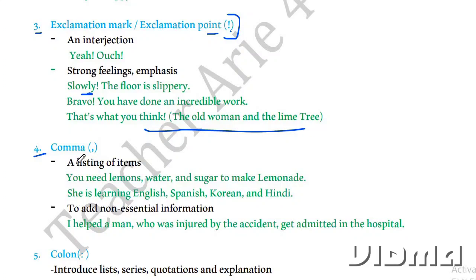Next, we use comma to add non-essential information as well. Like, I helped a man, comma, who was injured by the accident, comma, get admitted in the hospital. So this, who was injured by the accident, this is non-essential information. If you remove this, the sentence will still have clear meaning. Like, I helped a man get admitted in the hospital. Still, the sentence has clear meaning. So this is unnecessary information or non-essential information. So when we add non-essential information, we use comma.